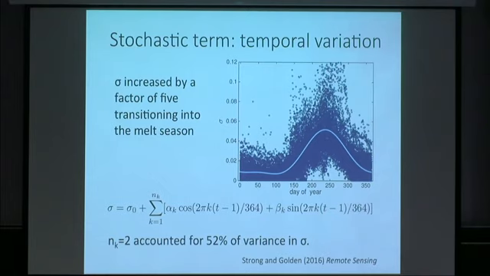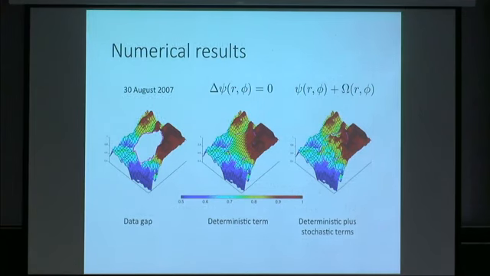So after we solve Laplace's equation in each gap, we then generate a stochastic realization of the noise function with sigma varying as shown here, and add that to Laplace's equation. And here's what that looks like. Again, the same 30 August 2007 example. There's the gap, and then here's the deterministic function once again, and this is the deterministic plus stochastic term on the right-hand side. So we've seen that several times.